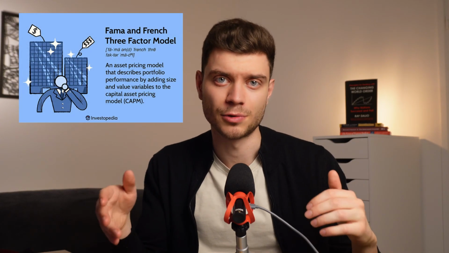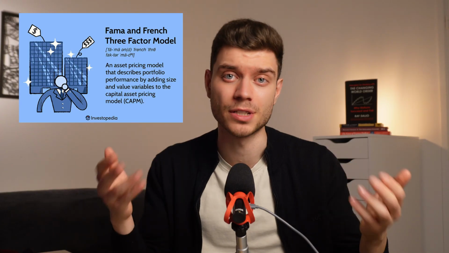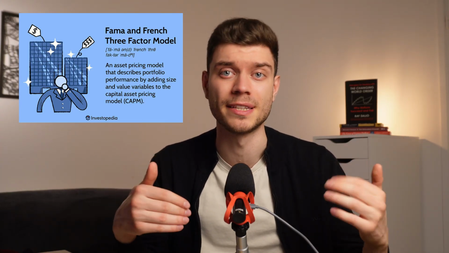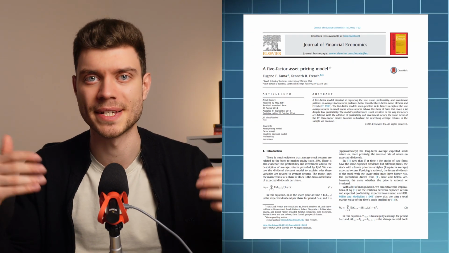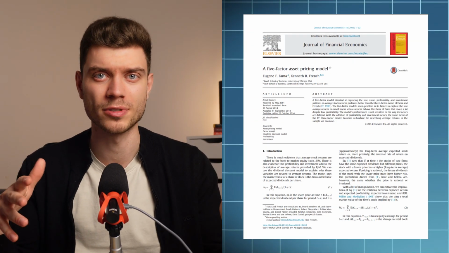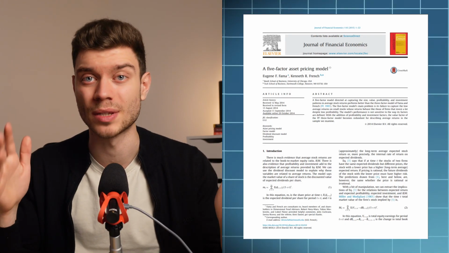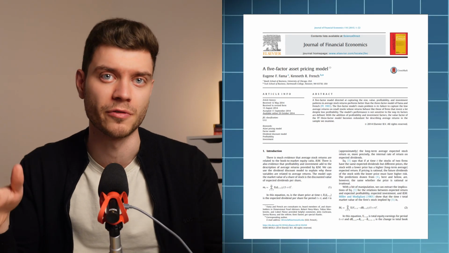So they proposed a three-factor model that included the risk of small stocks and the risk of value stocks, with which they were able to explain up to 90% of the differences in returns. After that, two more factors were introduced, which are profitability and investment. In 2015, in their paper A 5-Factor Asset Pricing Model, Fama and French proposed a 5-factor asset pricing model, which is able to explain close to 95% of differences in returns between diversified portfolios.